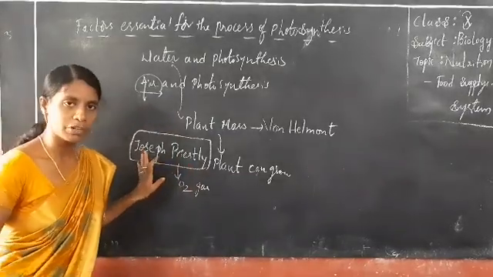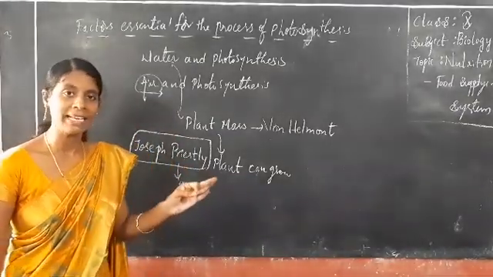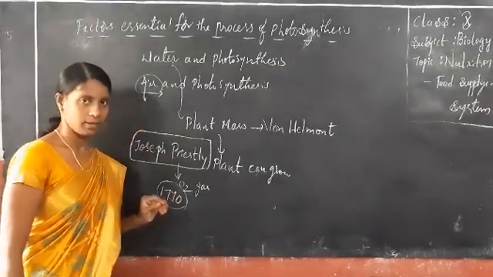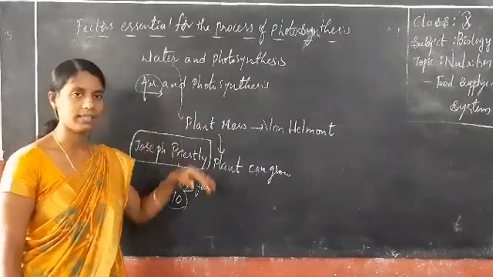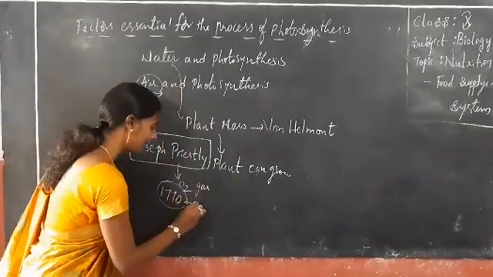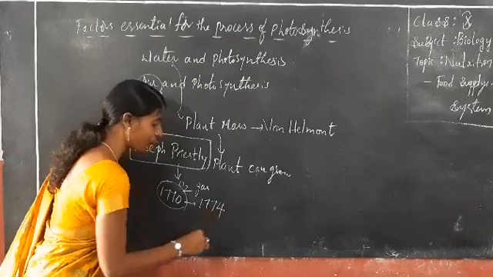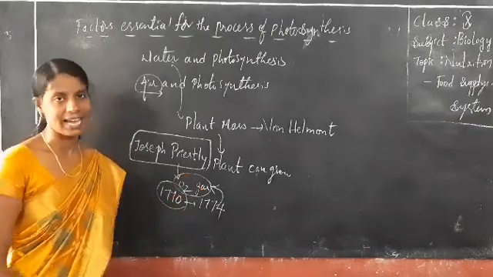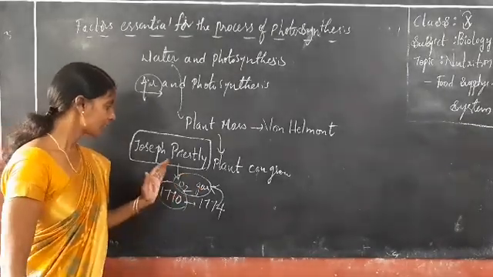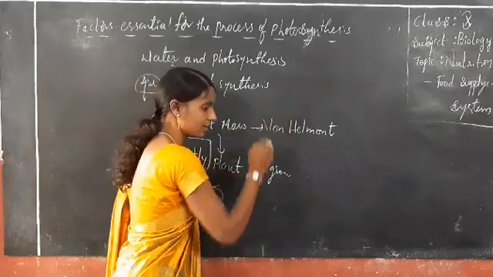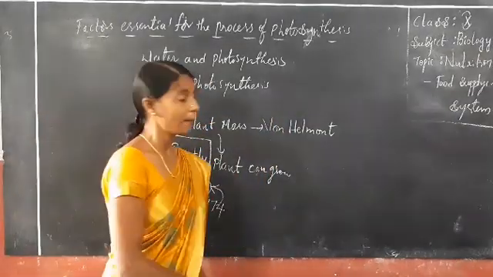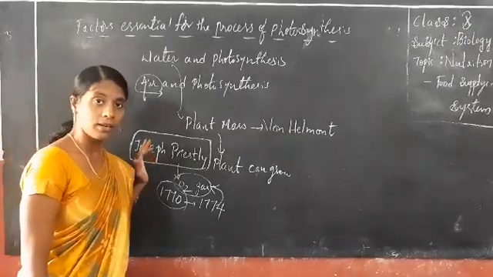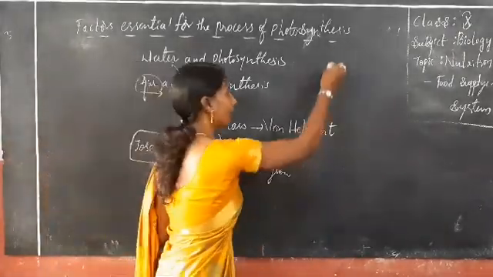Joseph Priestley, I think around 1770, conducted so many experiments on how air is essential for photosynthesis. Later, in 1774, he finally discovered oxygen gas. Clear, all of you? According to Joseph Priestley, basically, he took some bell jars.